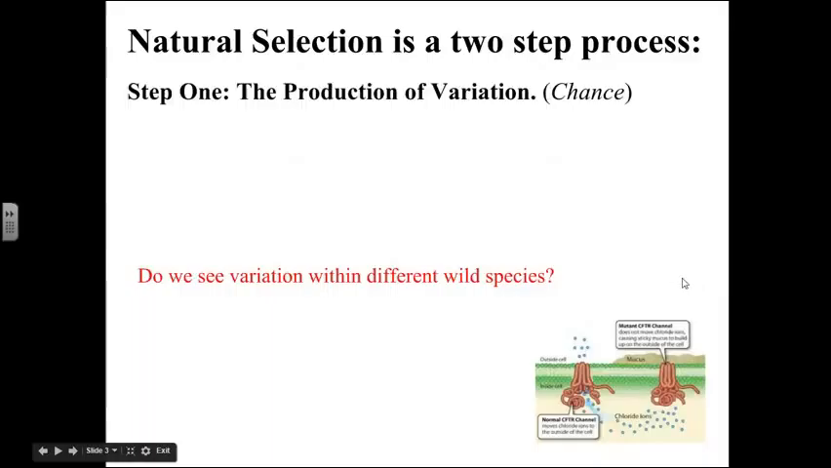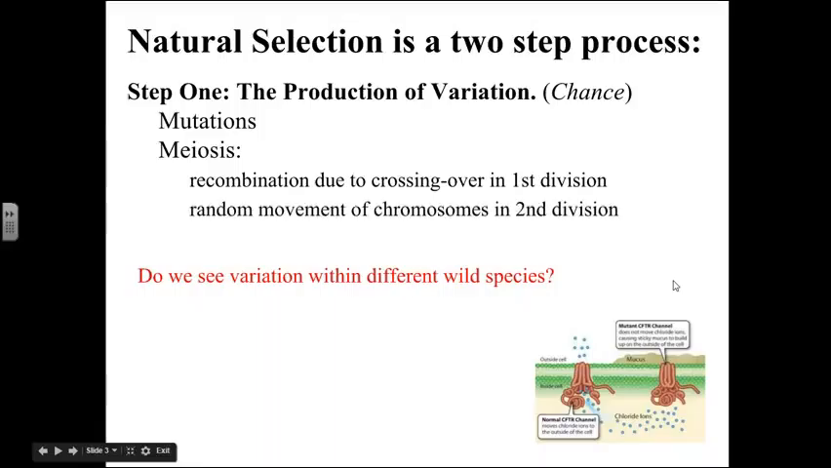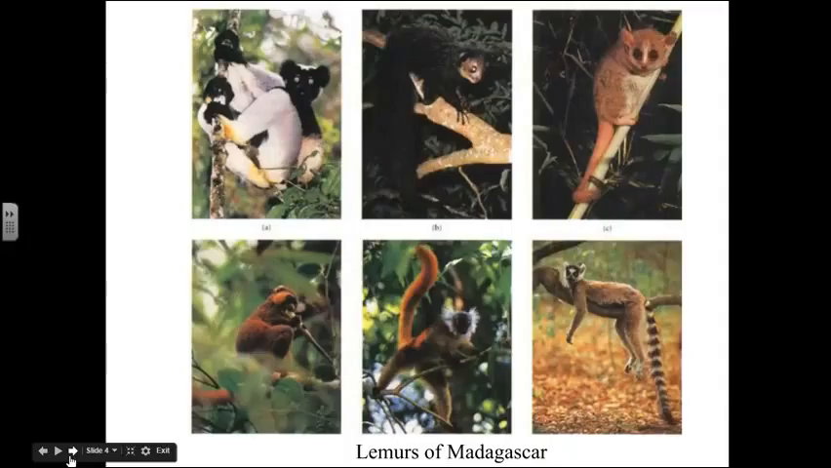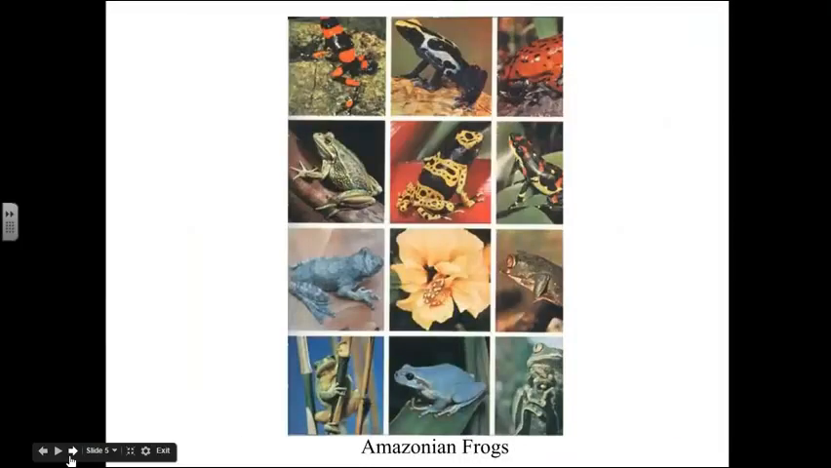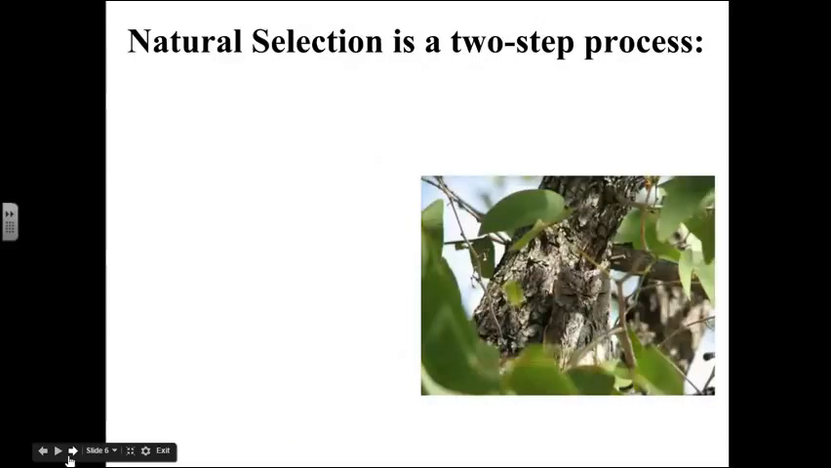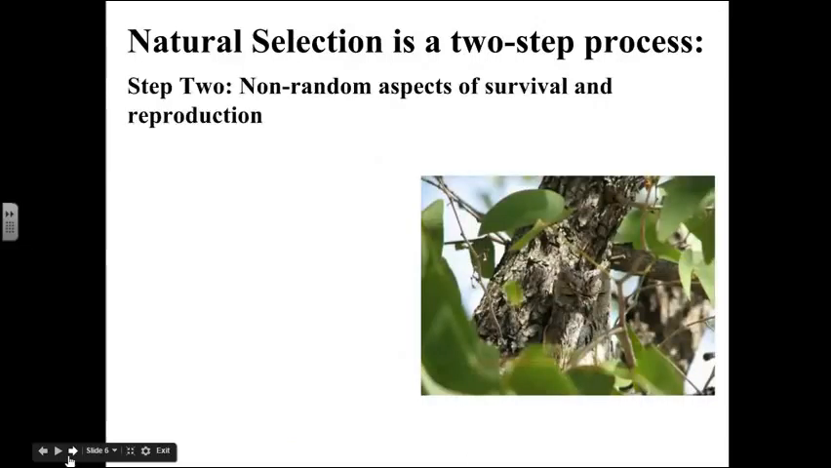The first step is the production of variation, and we see that in mutations in the DNA. We see that through the process of meiosis, where we get our recombination and our random movement of chromosomes. That should all be review. And so the question really becomes, do we see variation in the different wild species in the world? If we look at the lemurs of Madagascar, we see 6 different kinds, very distinct variations. If we look at Amazonian frogs, we can see some very dramatic variations.